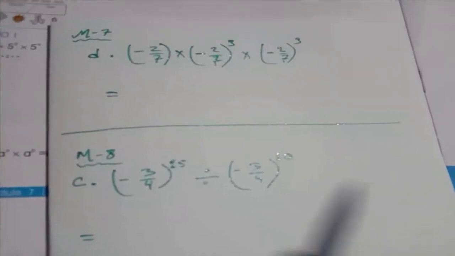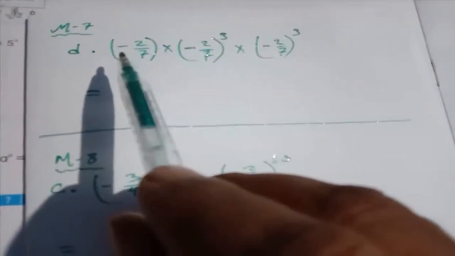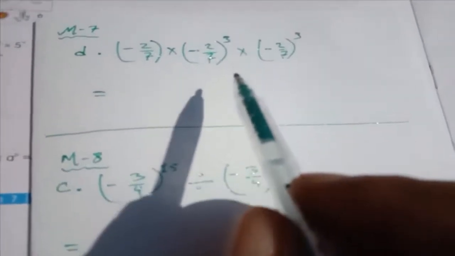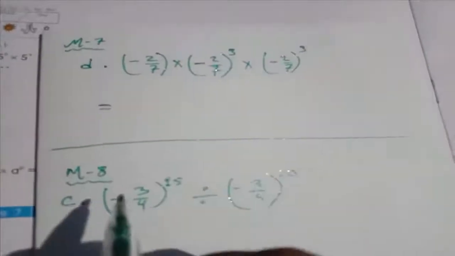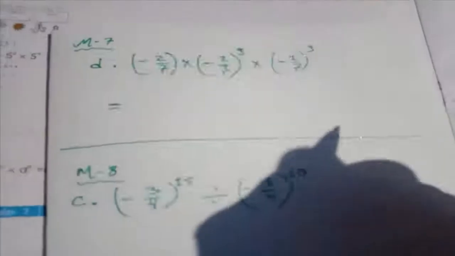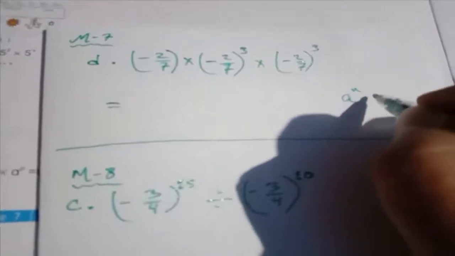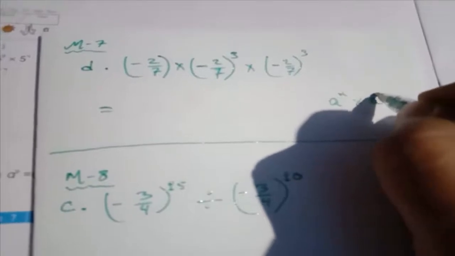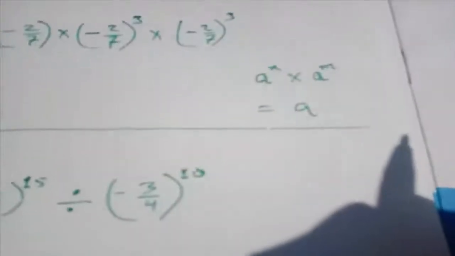Okay children, let us consider question number D in module number 7. The question is minus 2 by 7 multiplied by minus 2 by 7 whole to the power 3 multiplied by minus 2 by 7 whole to the power 3. As we have learned in the laws for exponents, if anything to some power is multiplied by that same base to another power, the base will be the same and the powers will get added up.